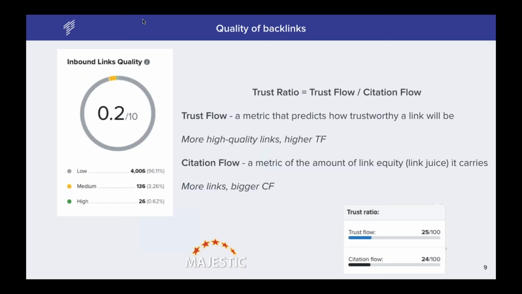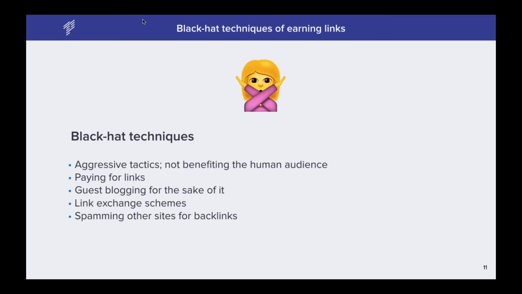And also, a lot of people are saying, and we agree with that, that trust flow above 15 is already a good link. Of course, with this trust ratio remaining, if the trust ratio is there and the trust flow is higher or slightly smaller, but not way smaller, and the trust flow is above 15, it's a really great link. Okay, so we know the quality. Let's move then to the techniques, and let's move first to the black hat techniques.